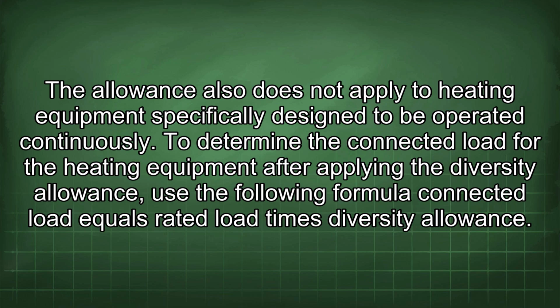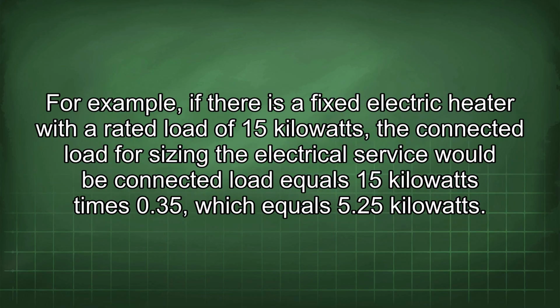To determine the connected load for the heating equipment after applying the diversity allowance, use the following formula: connected load equals rated load times diversity allowance. For example, if there is a fixed electric heater with a rated load of 15 kilowatts, the connected load for sizing the electrical service would be connected load equals 15 kilowatts times 0.35, which equals 5.25 kilowatts.